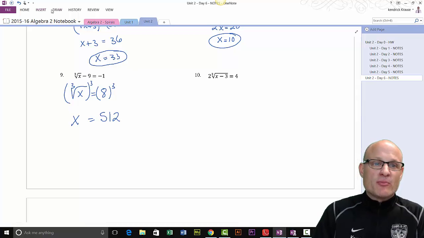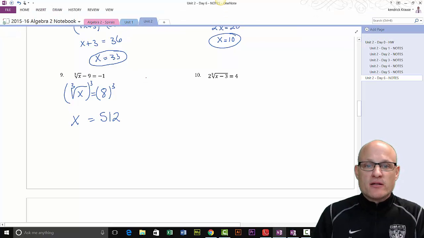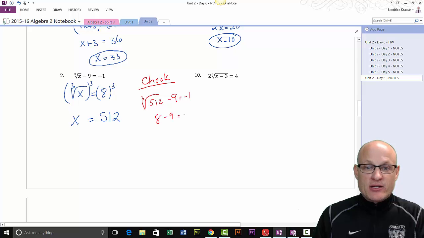I'm going to check my answer. Let me go back to red, check my answer. And I go the cube root of 512 minus 9, does that equal negative 1? Well, this is 8 minus 9 equals negative 1. Negative 1, check.